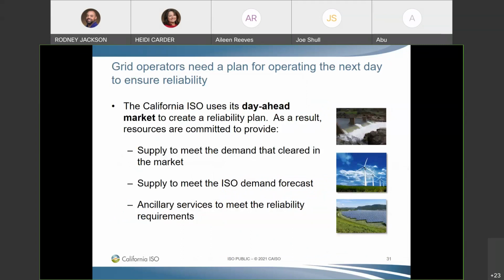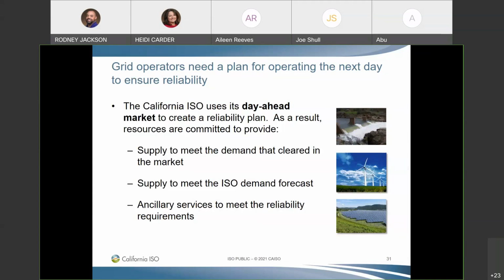So now grid operators need to plan for operating the next day to ensure reliability. California uses the day-ahead market to procure energy ahead of time. And then if we need to meet those, we have ancillary services to meet the reliability requirements, and we have the real-time market for that.